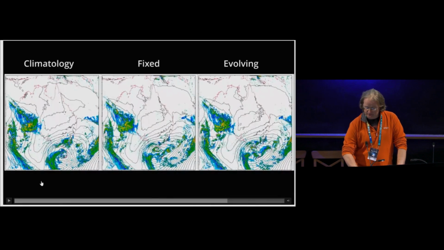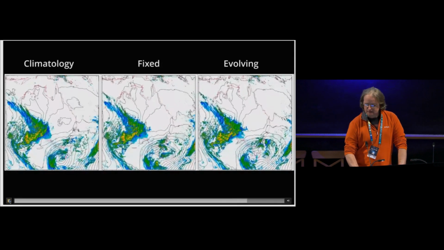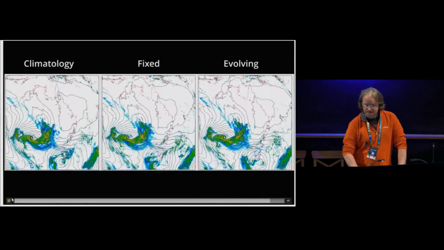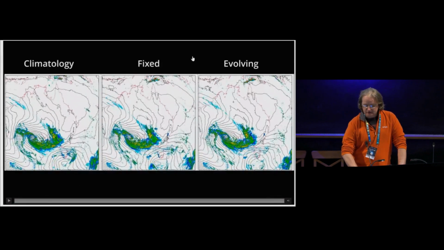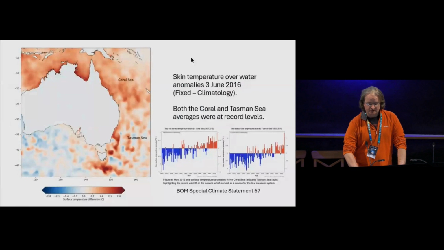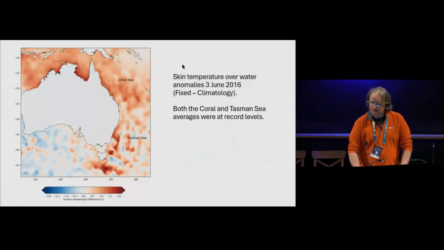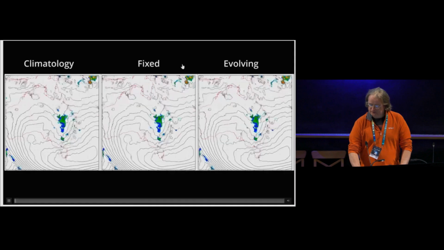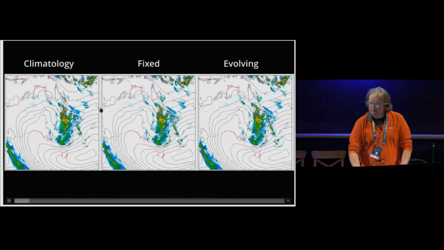And then if I go forward in the simulation, and I stop it there, the climatology has one distinct low pressure system over Tasmania, while the fixed and evolving, which use the observed SSTs, both have multiple low pressure systems around Tasmania at this point. So there are some differences, even though the broader circulation appears similar on first sort of view.